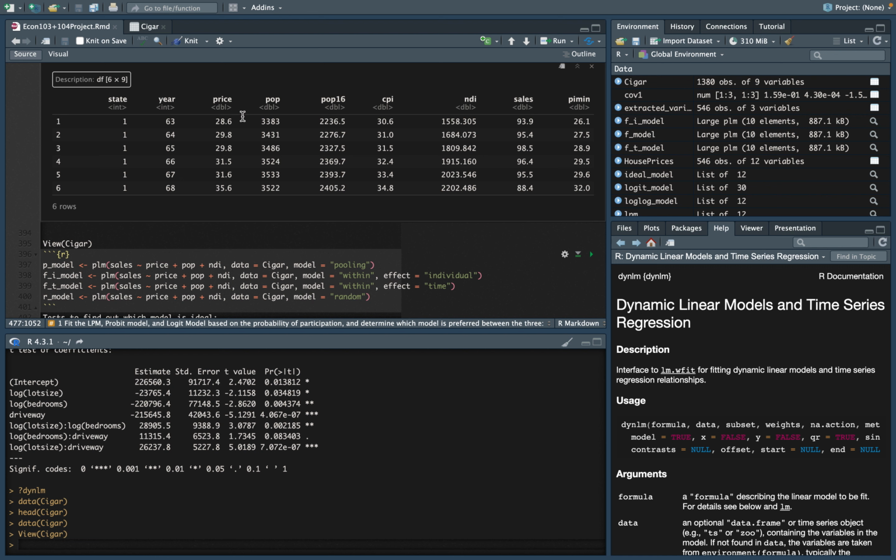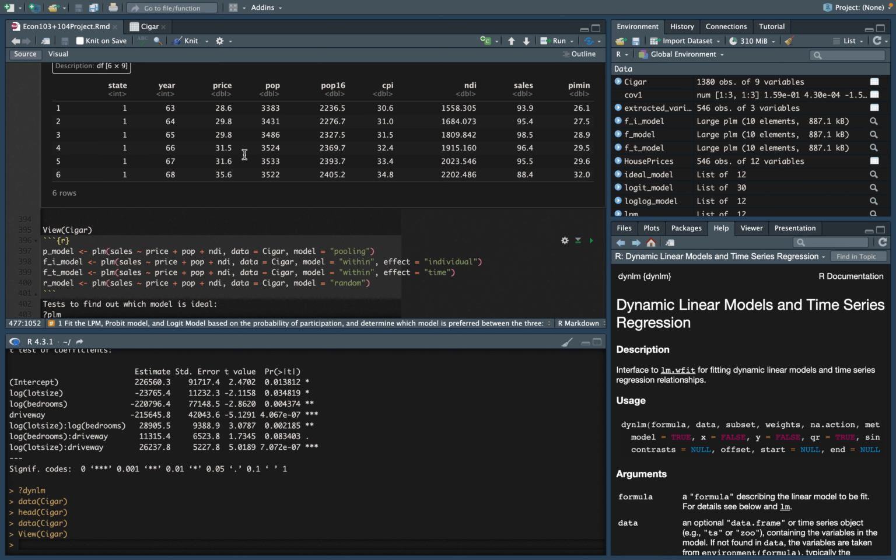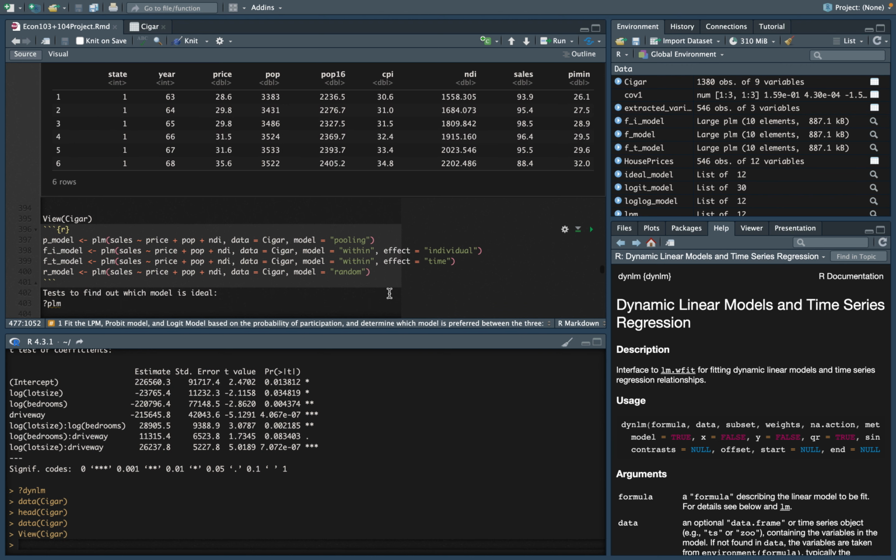Are there differences of price and population, state by state? And are there differences within time? So within the same individuals, by passing year, are there differences in price or sales or population or whatnot? And if we have these differences, but they're not by individual or time, then we'll call it the random effect model, which we also learned about.